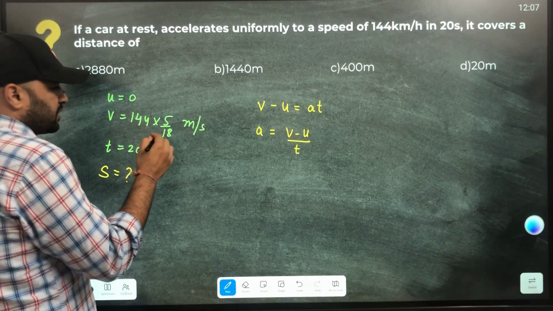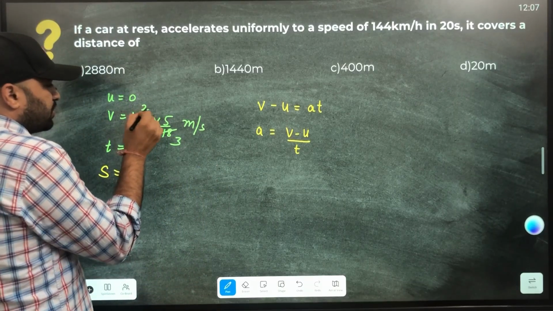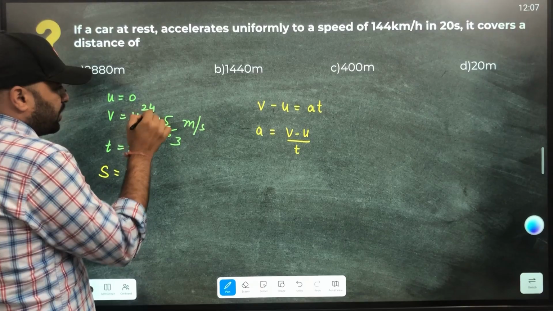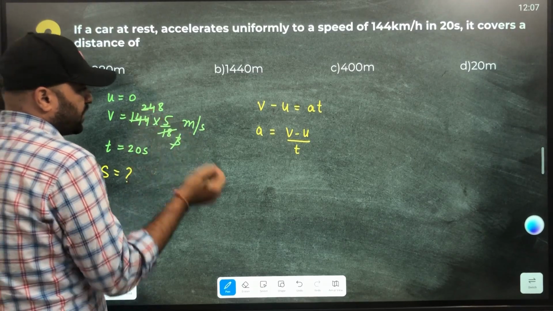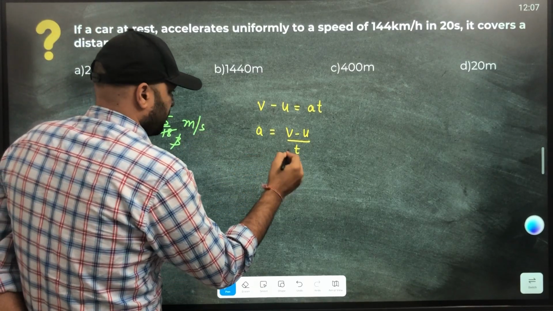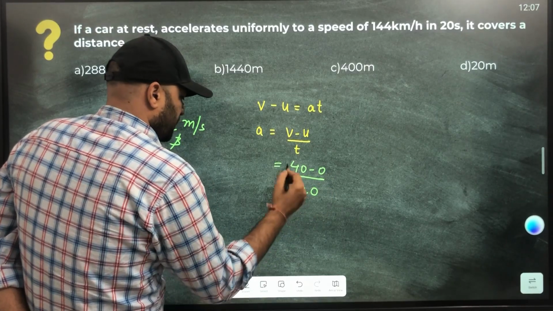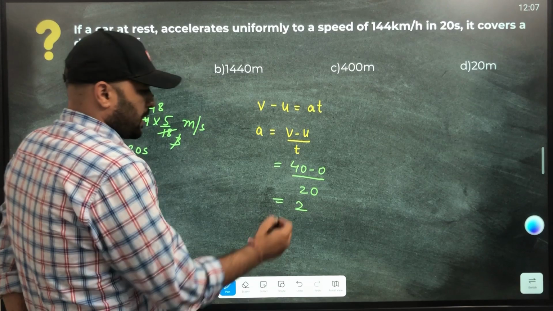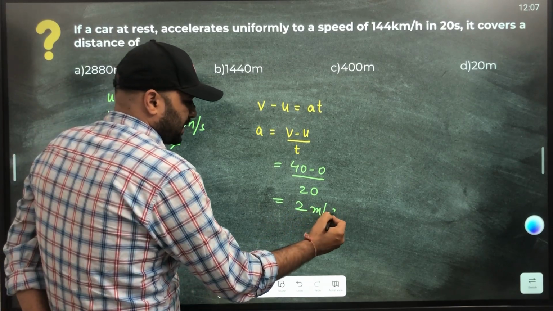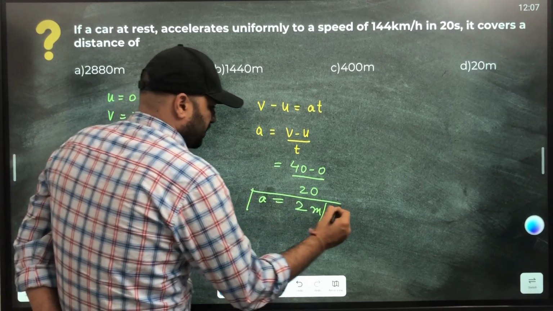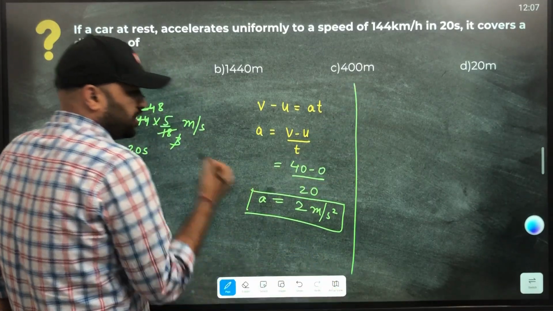Let me simplify this. 6 3s are 18, and 6 2s are 12, and 24, 3 8s are 24, 8 5s are 40. 40 meter per second it is. So final velocity is 40, initial is 0, time is 20 seconds. So this will be how much? 2 meter per second square. That's our acceleration.